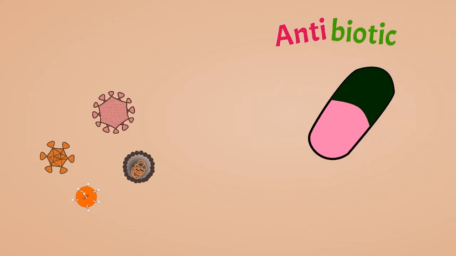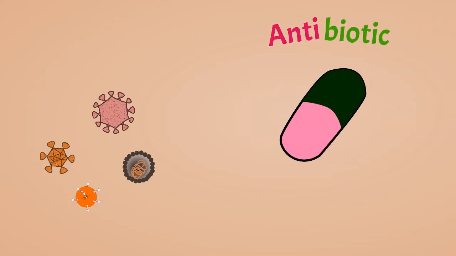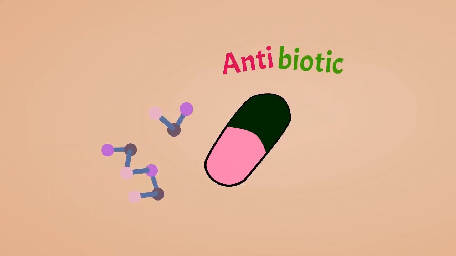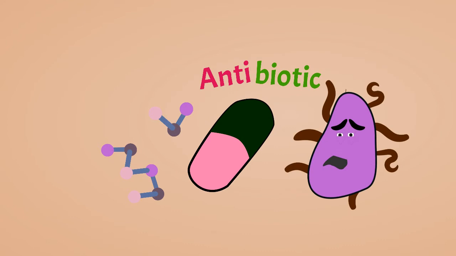So drugs like antibiotics or bacteria killers have little or no effect on them. Antibiotics contain chemicals that affect the life of bacteria, like how bacteria eat, how they breathe, or how they feed, and kill the bacteria in the end.